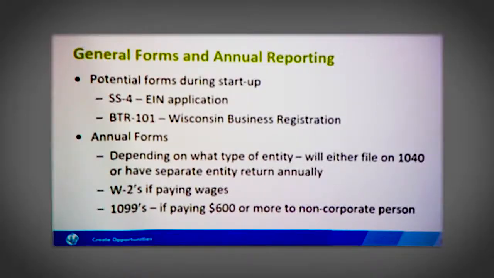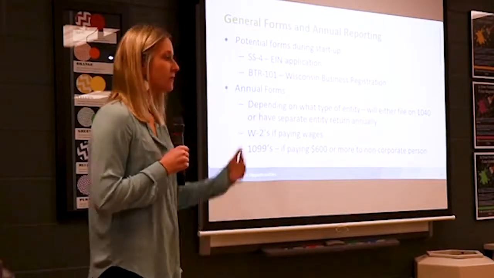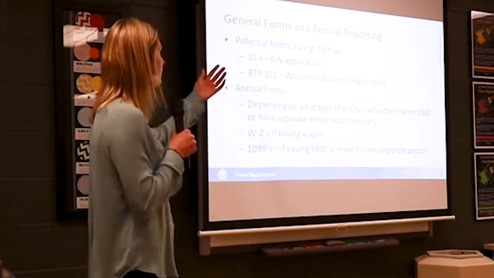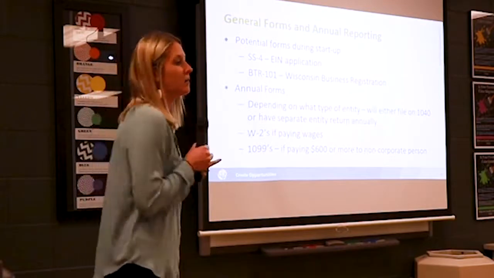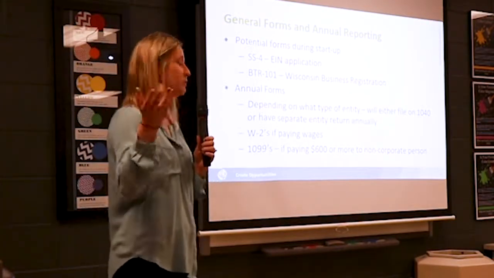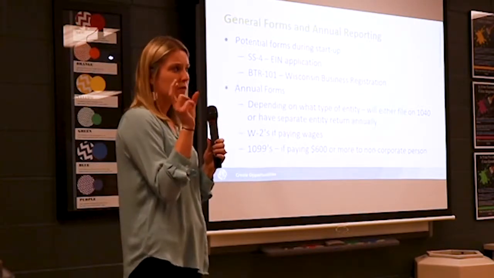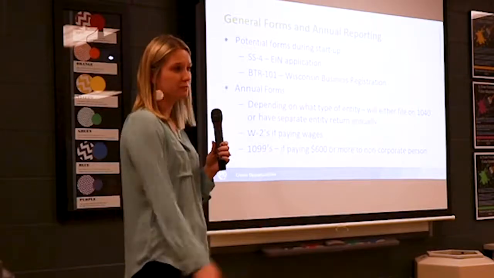And then the BTR 101 is what you're going to use when you're registering in Wisconsin. So with other states like Minnesota, you have a different number. Wisconsin, you would have a different number when you file your sales tax reports, when you get your seller's permit. Things like if you have employees, if you're paying wages, you would use this Wisconsin specific number, almost like an EIN for Wisconsin, on those types of reports.